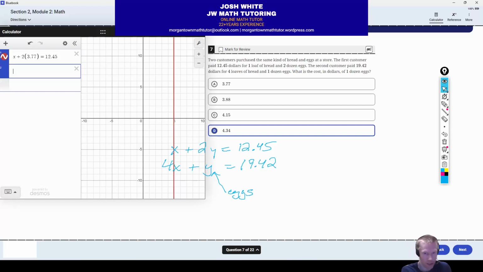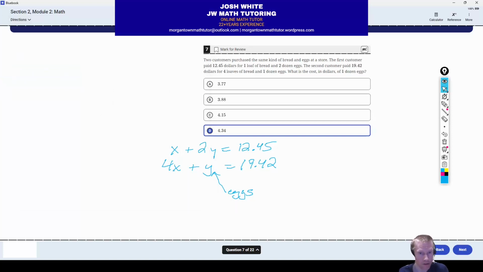Now I go to the second equation and I do 4 times 491 plus 377. Does that equal 1942? No, it does not. It's 2341. It's too high. So that tells me that this is wrong. This is incorrect. This is not a valid answer.